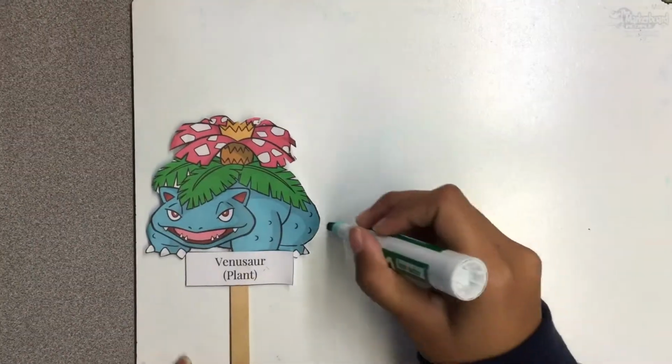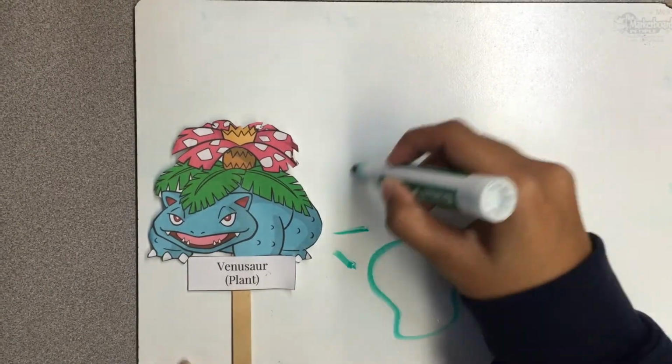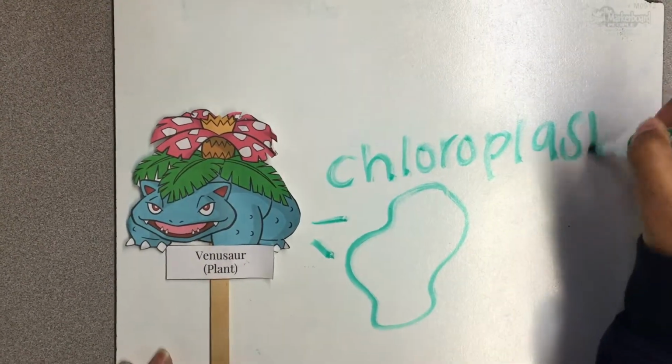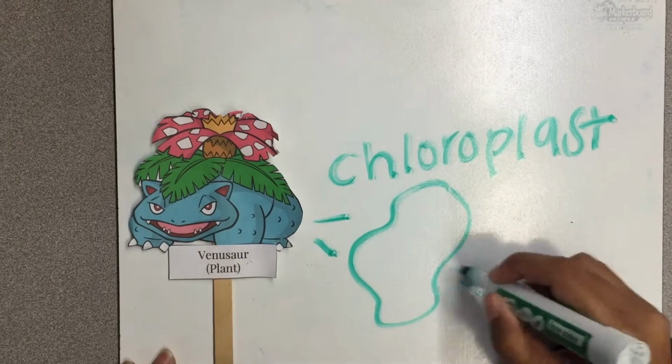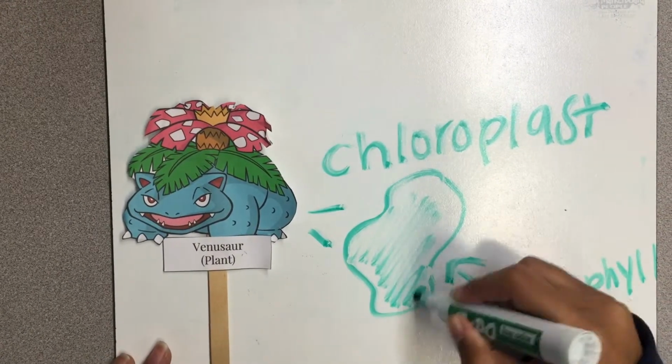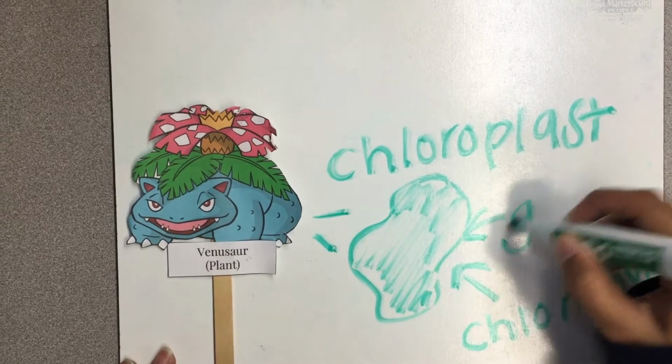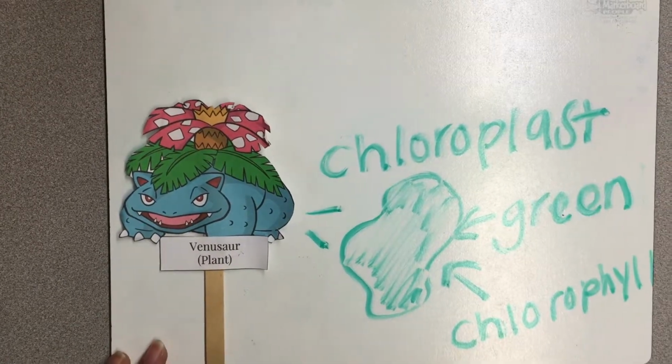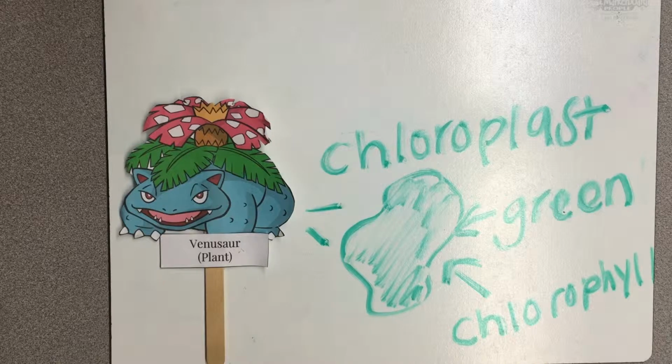The chloroplast is a green organelle that contains chlorophyll, which is where photosynthesis takes place. Also, the chlorophyll allows the plant to take on a green color, as well as absorb sunlight through photosynthesis. That is why Venusaur is green and has the ability to take in Solrock.